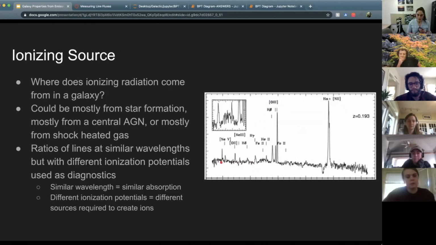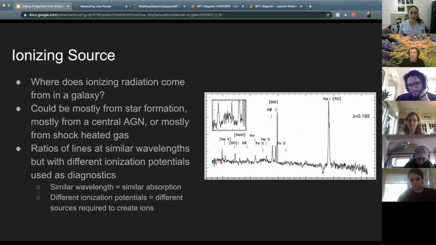The last thing we're going to focus on when we look at ratios of emission lines is the ionizing source in a galaxy. So this is one that we can only really get by looking at observations. There's not so much theoretical physics here. This is just something we've realized: that we can look at ratios of emission lines to figure out where the ionizing radiation comes from in a galaxy. So this is distinguishing between galaxies that are dominated by star formation, galaxies that are dominated by a central AGN, or galaxies that are dominated by shock-heated gas. Maybe they've recently gone through a collision.